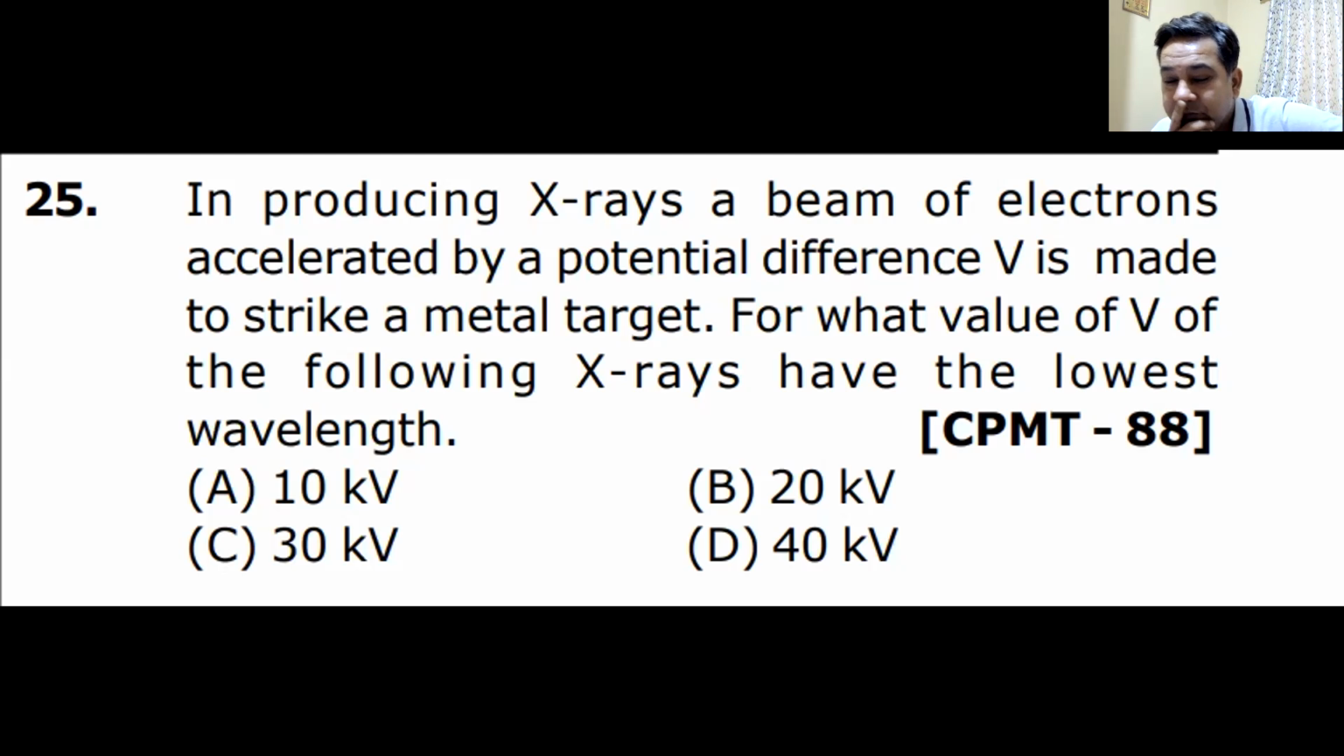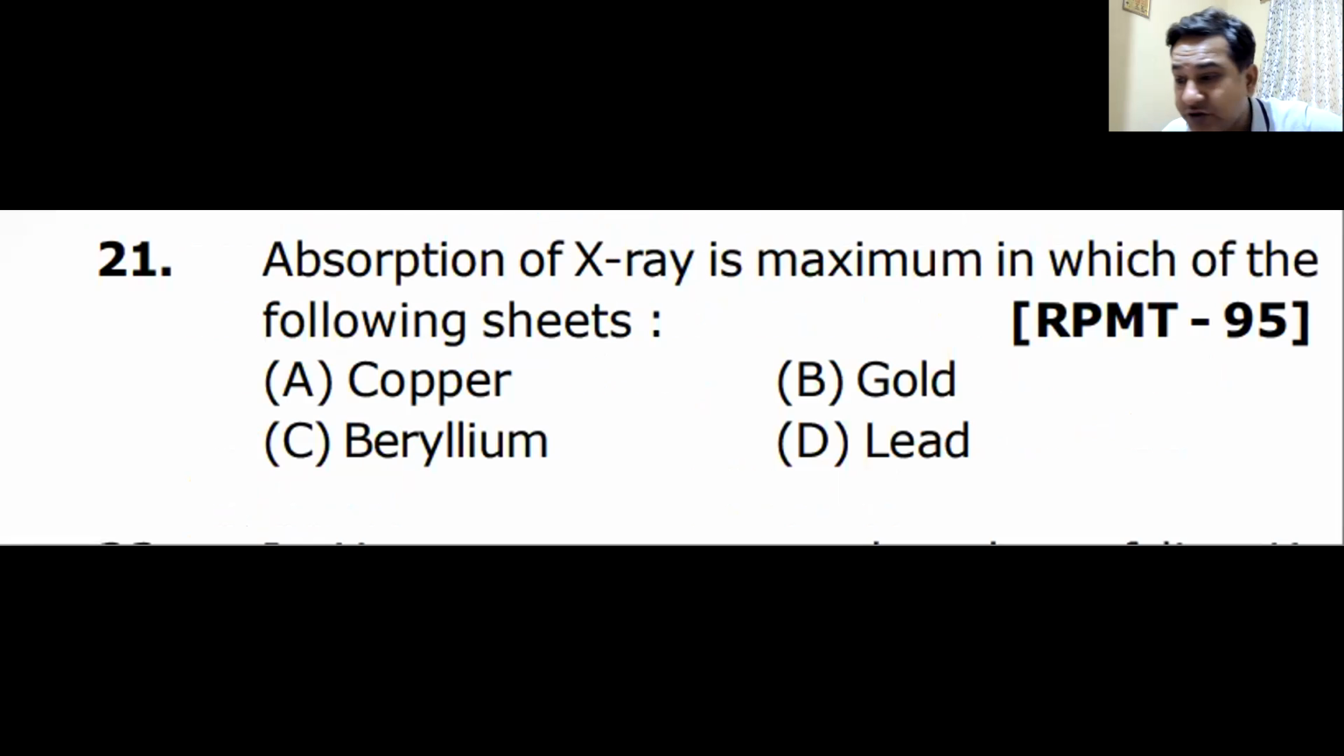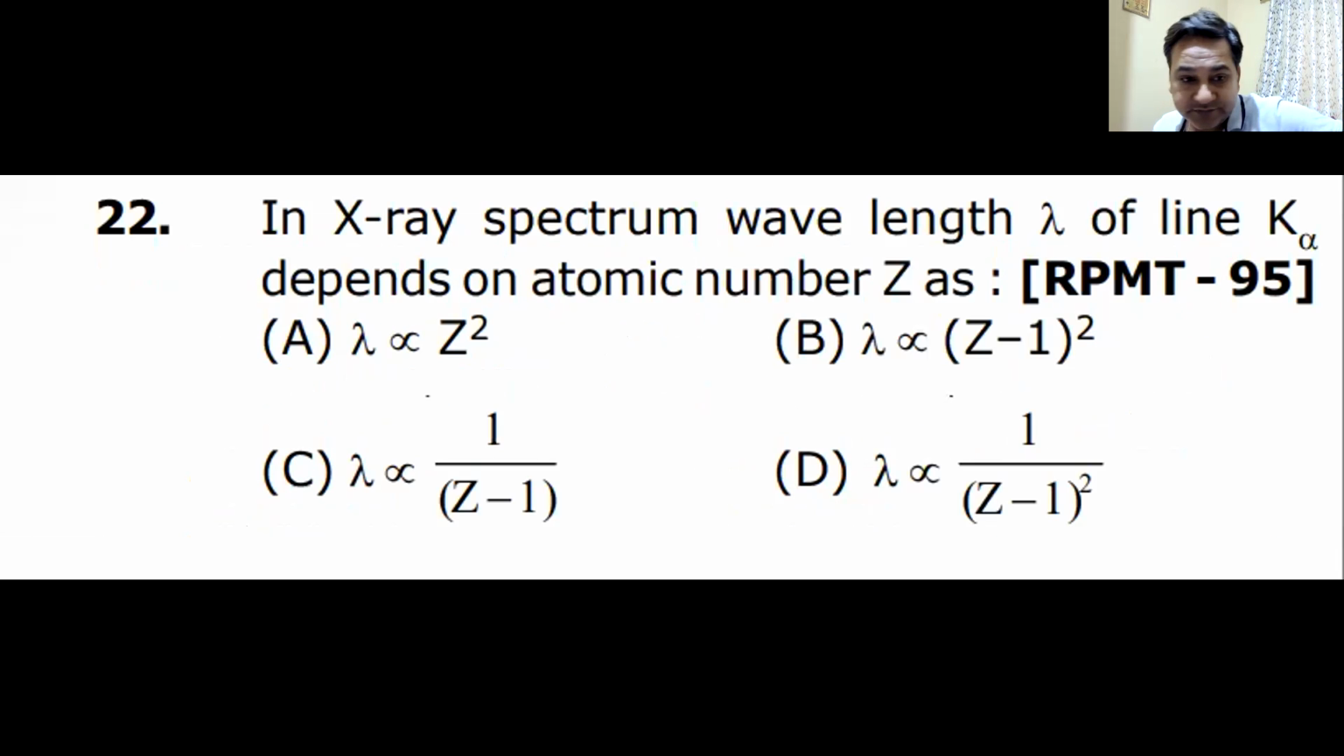Sir, D. D is the answer. Why D is the answer? More potential difference, wavelength is inversely proportional to it. You have to remember all these things. If you don't remember it, you are out. Next one. Straight away, straight answers. D. Good, sir. So we are getting the hang of it, sir. Next, sir.